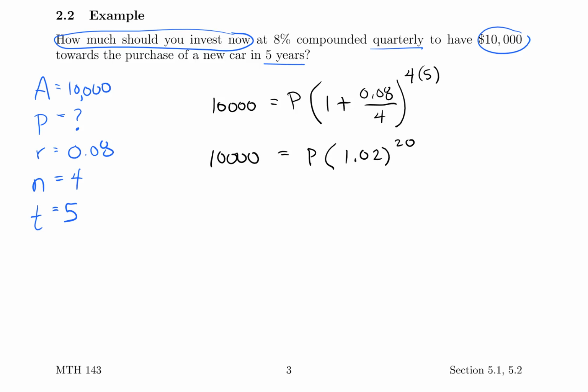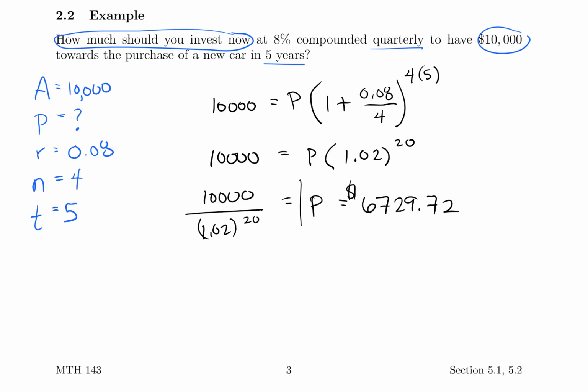You can clean things up before you jump straight to putting it in your calculator. At this point I wouldn't have put anything in the calculator yet. I would just have this written on my paper, and then this is a very simple thing I can plug in the calculator. So now I need 10,000 divided by 1.02 raised to the 20, and we end up with $6,729.72. And again, we round up when we're solving for the principal, round up to the next penny.